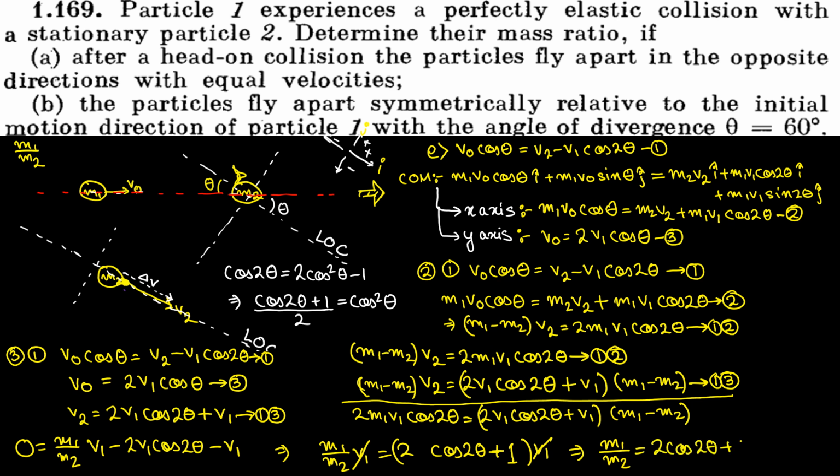But the value of 2 theta was nothing but 60. Here, instead, they have taken theta, no? But in my question I have taken this angle as theta, so I've taken the half angle as theta. So here 2 theta is equal to 60. Understood? So 2 into cos 60 is nothing but 1, plus 1, which is nothing but 2. So m1 by m2 is equal to 2 into cos 60 plus 1, which is nothing but equal to 2.